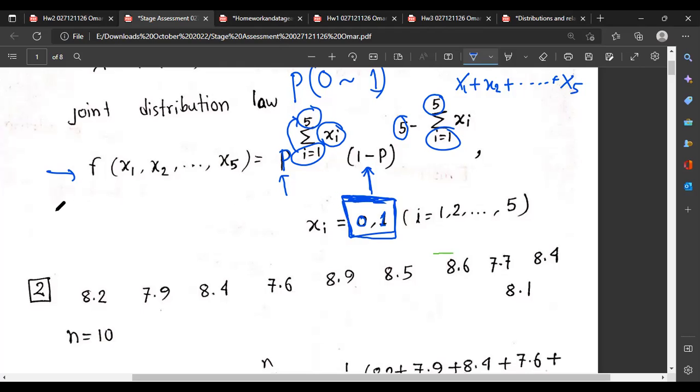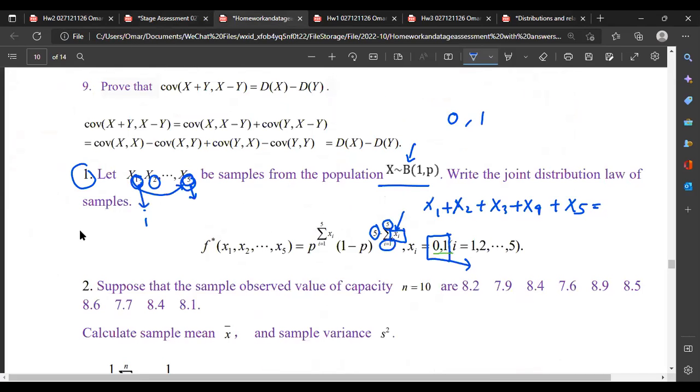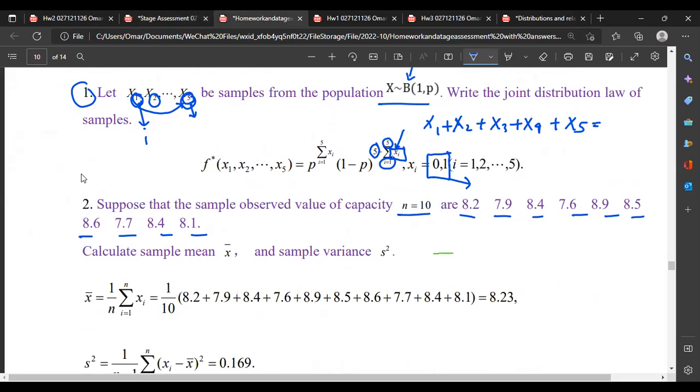Okay. And this is the joint distribution law, okay? So remember this one, joint distribution law. And now the second question here is, suppose that the sample observed values of capacity n equal to 10 are here, 1, 2, 3, 4, 5, 6, 7, 8, 9, 10, right? And calculate sample mean and sample variance.